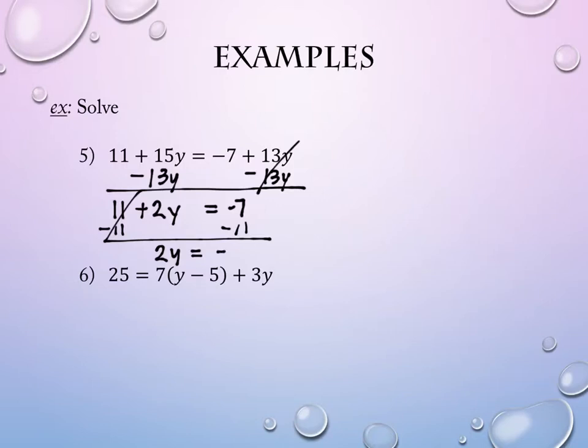And what's on the right-hand side now? 18. Yeah, they're both negative, so we add them together and we keep the sign. So I now have, just because I'm running out of space, 2y equals -18. Now what? Divide by 2. And what would we find as our value for y? -9.